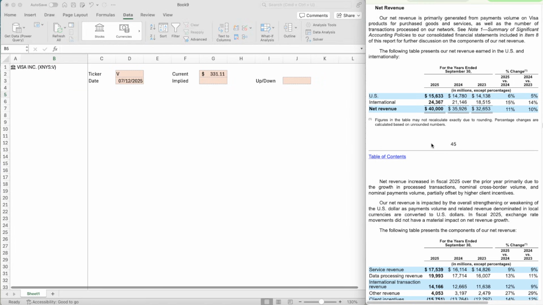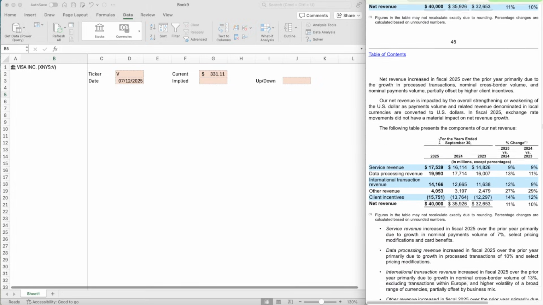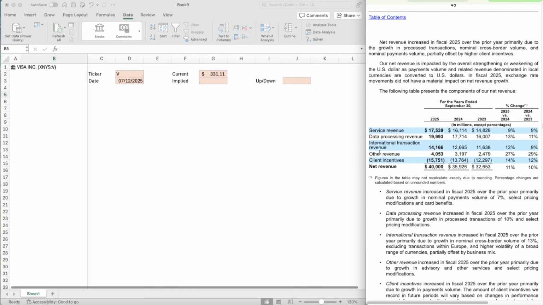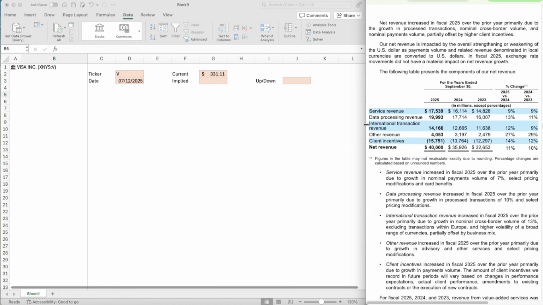On your 10K, come to page 45, actually 46, and these are going to be the revenue segments that we will use. Service revenue, data processing revenue, international transaction revenue, other, and client incentives.